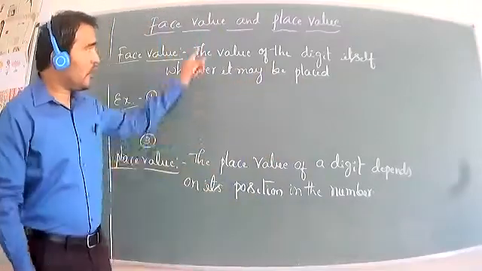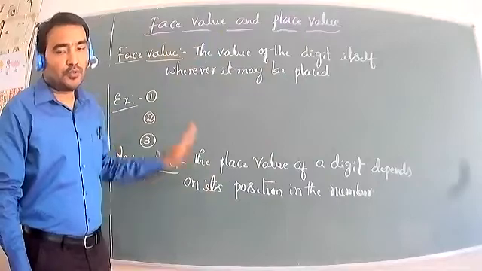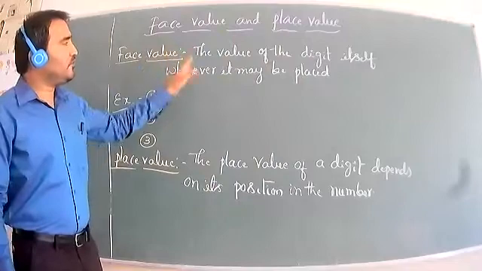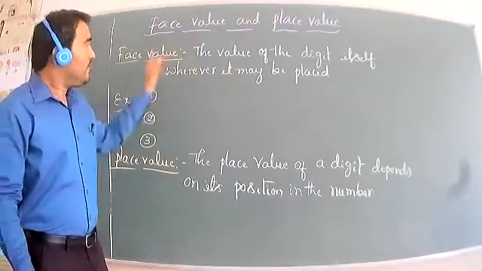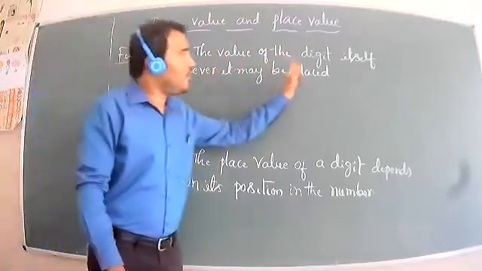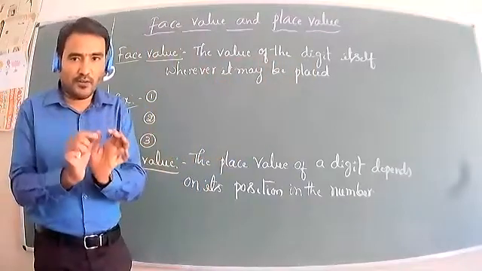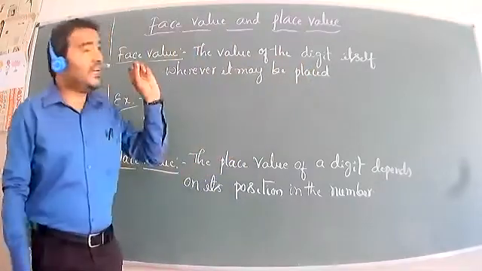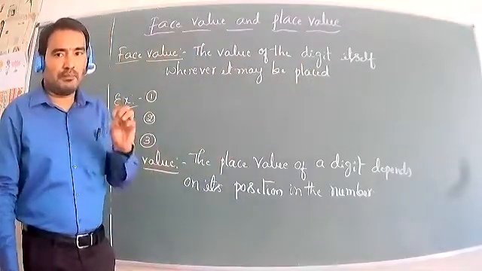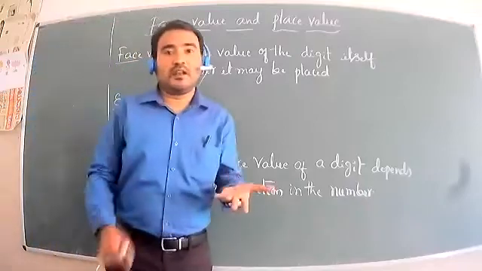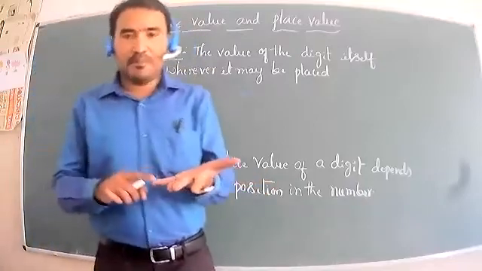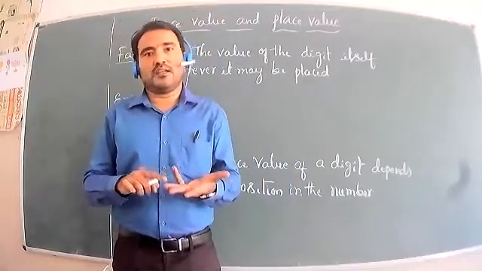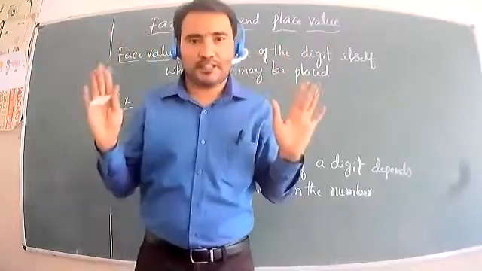Look at the board, what I am writing on the board. You must write this in the classwork. First we go for face value. The face value means the value of the digit itself, wherever it may be placed, whether in the ones place, the tens place, the hundreds place, or the thousands place.